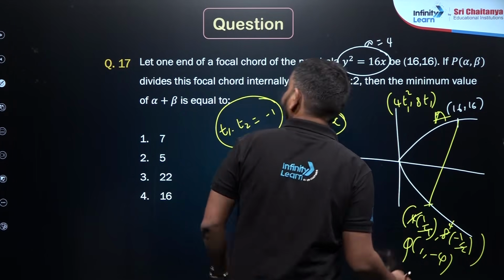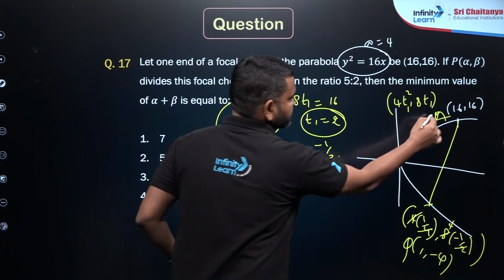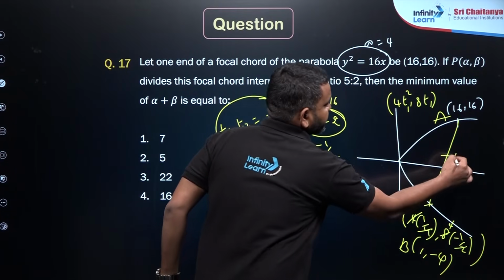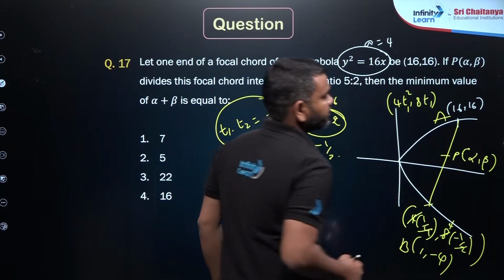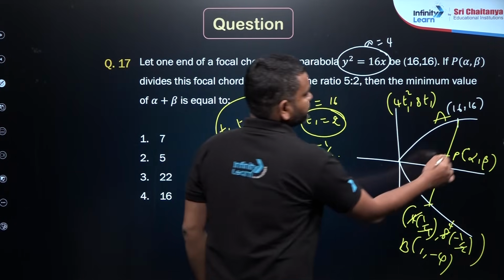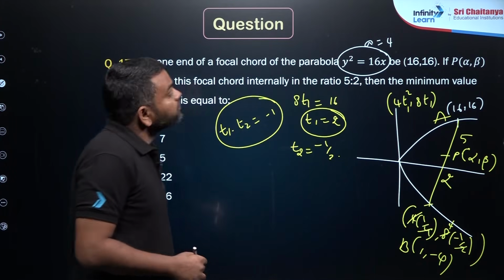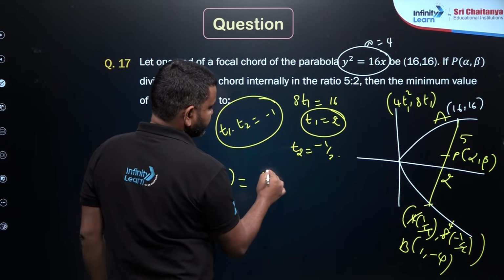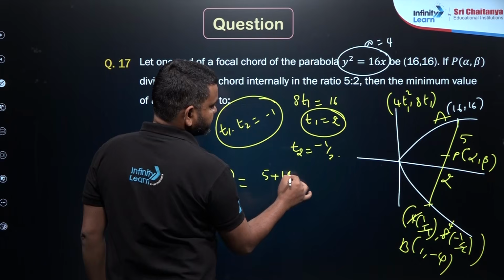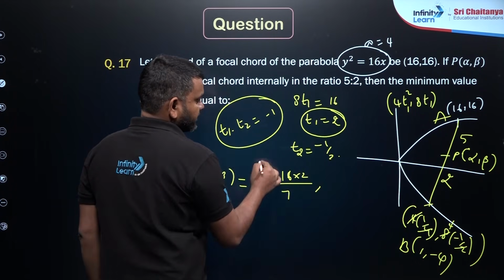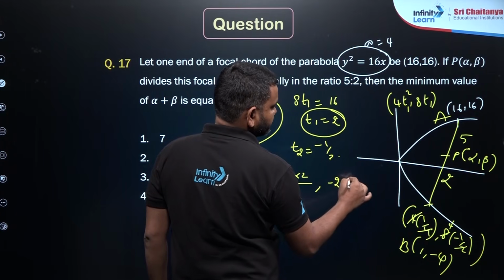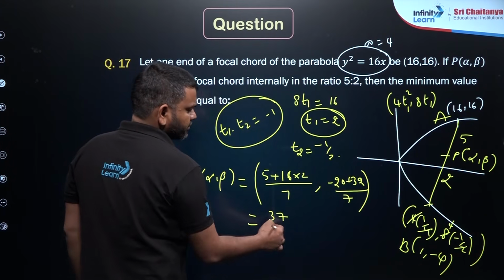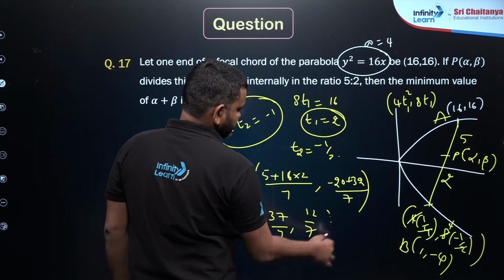So let us say this is A. We will simply write, I mean there is no problem assuming anything. If that is A, this is going to be B. So here I have a point P alpha comma beta, which is dividing it in the ratio of 5:2. So if it is dividing in the ratio 5:2, P of alpha comma beta is going to be 5 times of this. So 5 plus 2 times of this is going to be 16 into 2 divided by 7. And the next one, 5 times of minus 4, so minus 20 plus 32 divided by 7. So here I have 32 plus 5, 37 by 7, and here this is 12 by 7. This is alpha and beta.